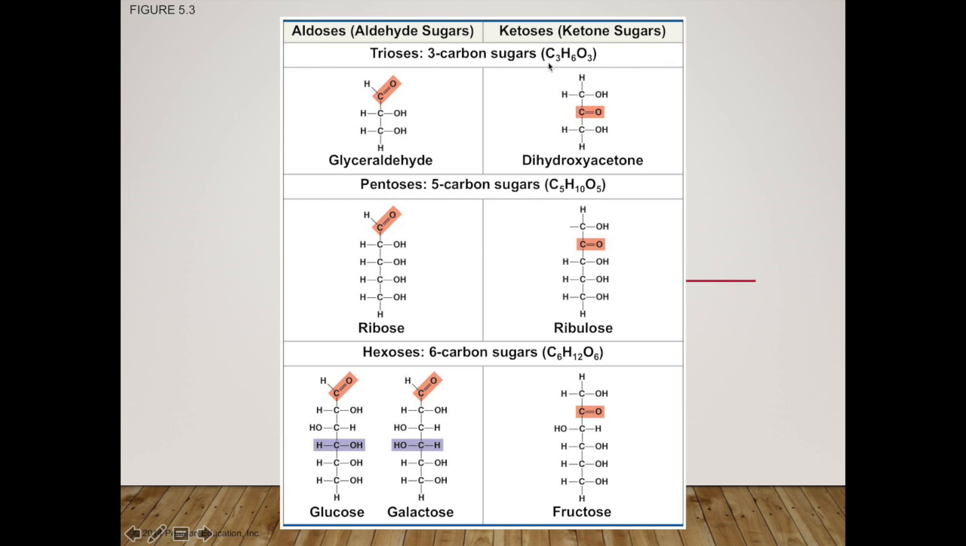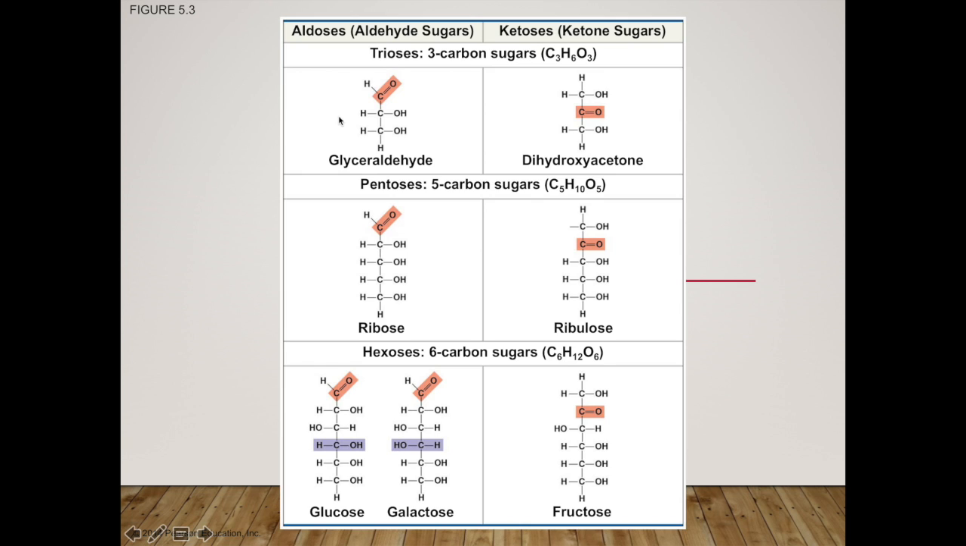And you can see the pattern here. 3 carbon sugars, C3H6O3, 5 carbon sugars, C5H10O5, and 6 carbon sugars, C6H12O6. So it's that CH2O pattern times however many carbons are in the molecule. You'll also see a couple of other commonalities. All of these simple carbohydrates have a carbonyl group in it, a C double bonded to O, like I talked about at the end of the last set of videos.